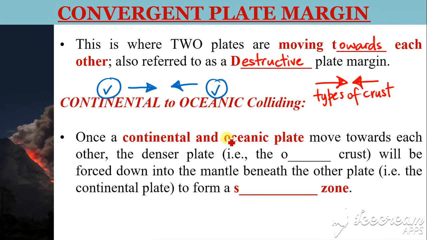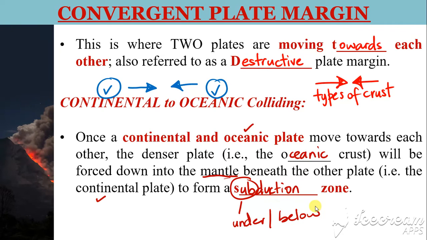Once a continental and oceanic plate move towards each other, the denser plate, which is the oceanic plate or oceanic crust, will be forced down into the mantle beneath the other plate, which is the continental plate. And in this case, this is going to form a zone, which is known as the subduction zone. And if we can recall, the prefix sub means under or below.